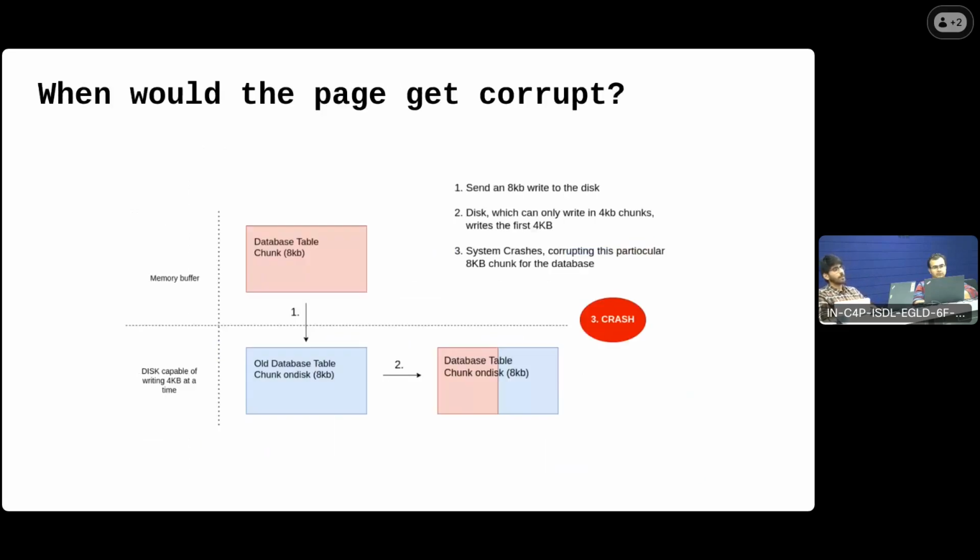So now that we have discussed this, let's talk a bit more about when the page can get corrupt.